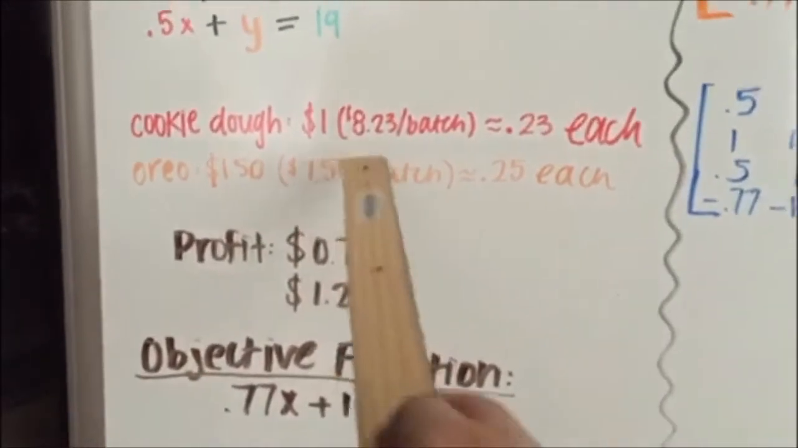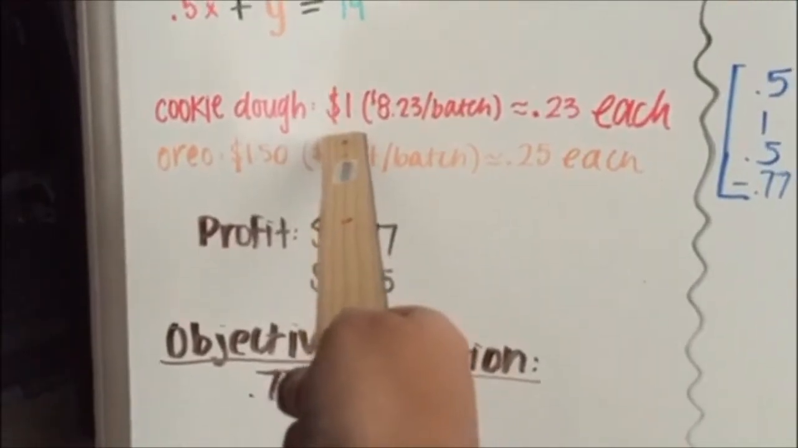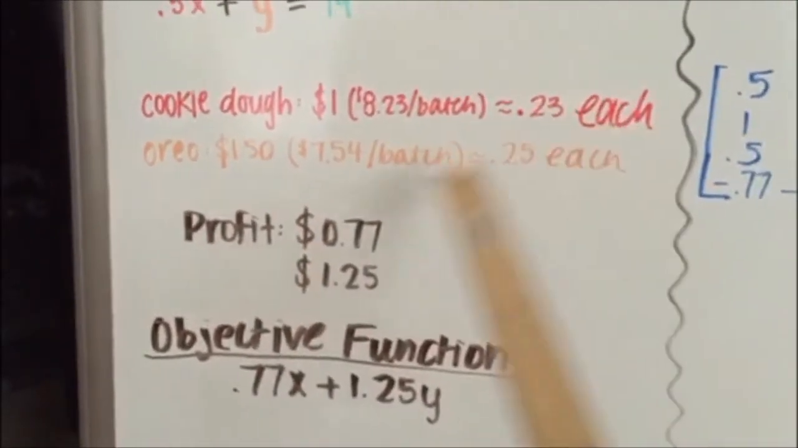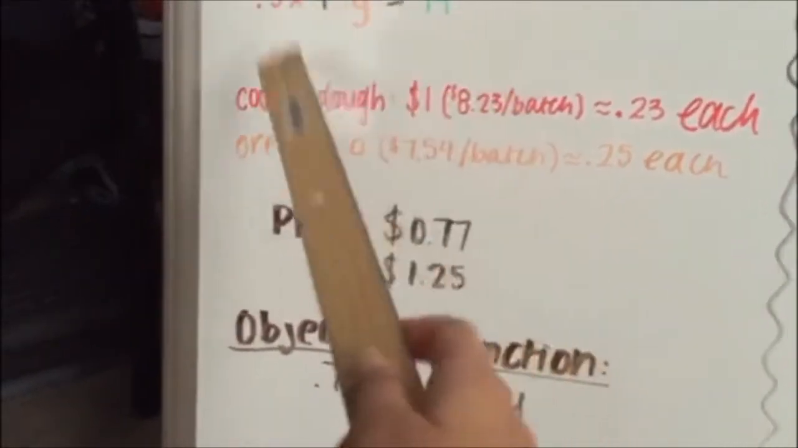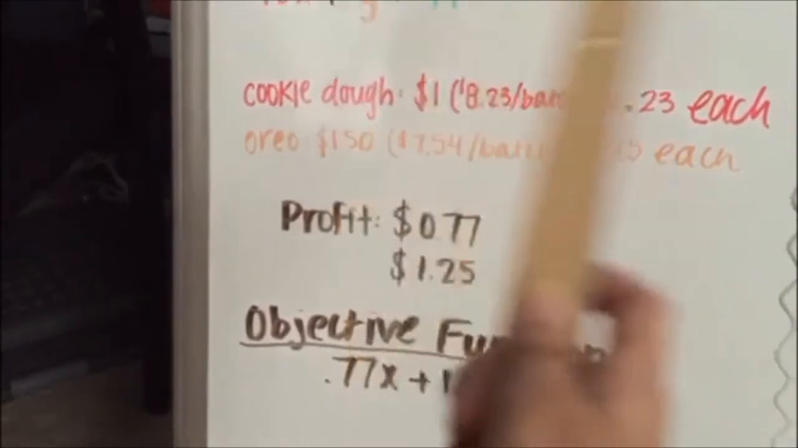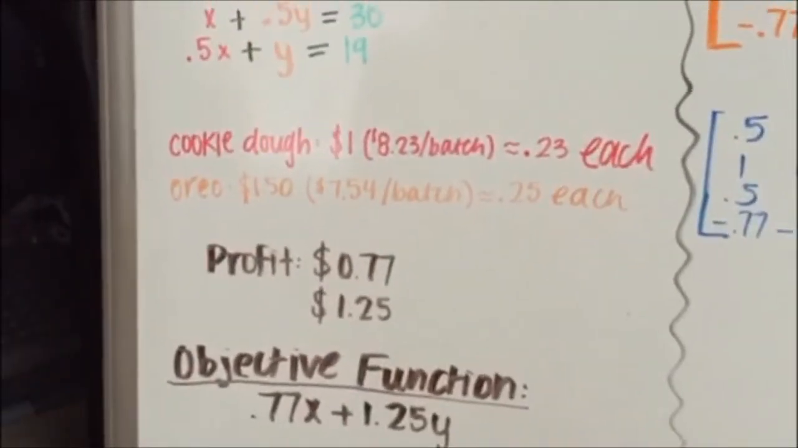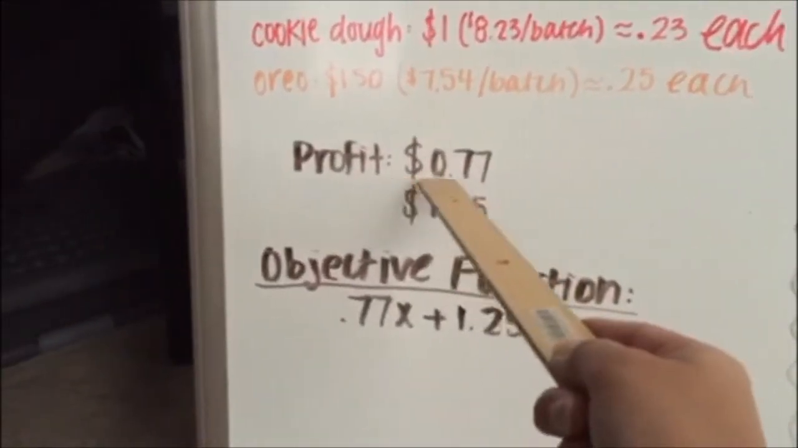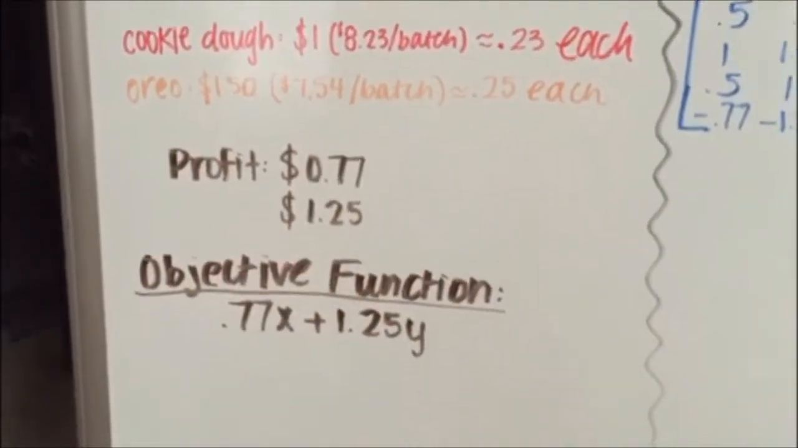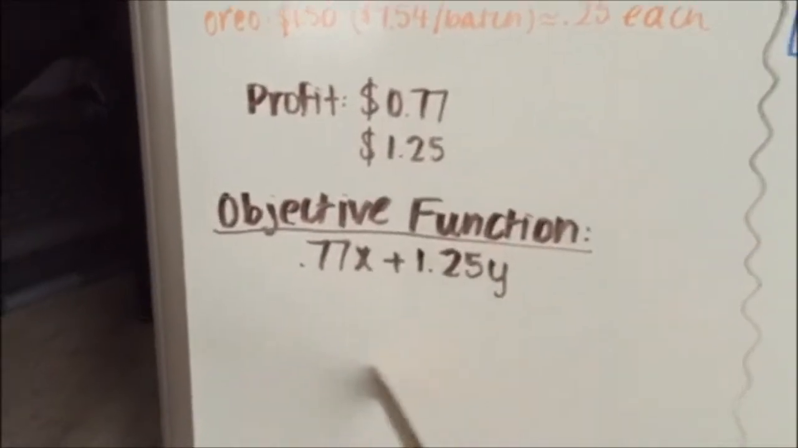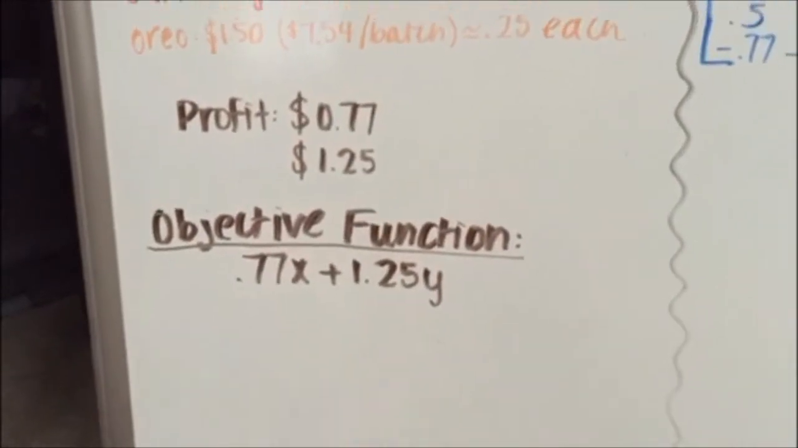It costs us $8.23 to make one batch of cookie dough truffles, each of which we sell for $1, resulting in it costing us 23 cents each. Likewise, it costs us $7.54 to make one batch of Oreo truffles, each of which we sell for $1.50, resulting in it costing us 25 cents each. Therefore, we are making a profit of 77 cents on cookie dough truffles and a $1.25 profit on Oreo truffles. Thus, we can now create our objective function, which is 0.77x plus 1.25y with respect to our truffles.